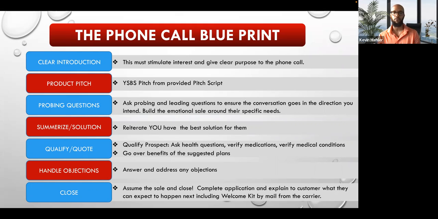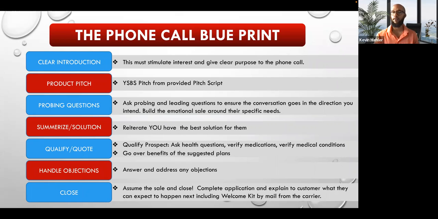You will be the hero, okay? The next thing is summarize and come up with a solution. So you always want to make sure you reiterate that you have the best solution for them so that they are understanding of that. And then also you want to qualify and quote. So with qualify and quote, in this case, we do want to make sure that they actually qualify for the product, especially if you're looking for a chronic plan, a dual plan, or anything of that nature.